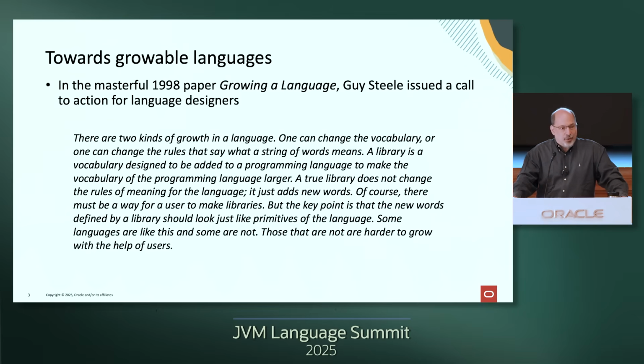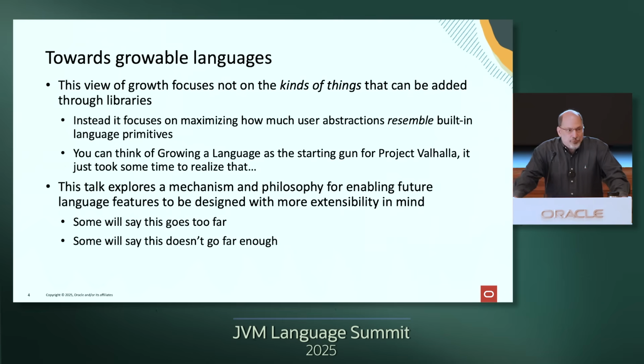And languages that give more consideration to this are going to be less frustrating to users, because they're not going to constantly feel like, well, the language can do this, but I can't do this. I can only approximate it. So the view of growth that Guy outlines is not so much about what kinds of things user code can add to a language, but how user-added abstractions resemble the built-in language primitives.